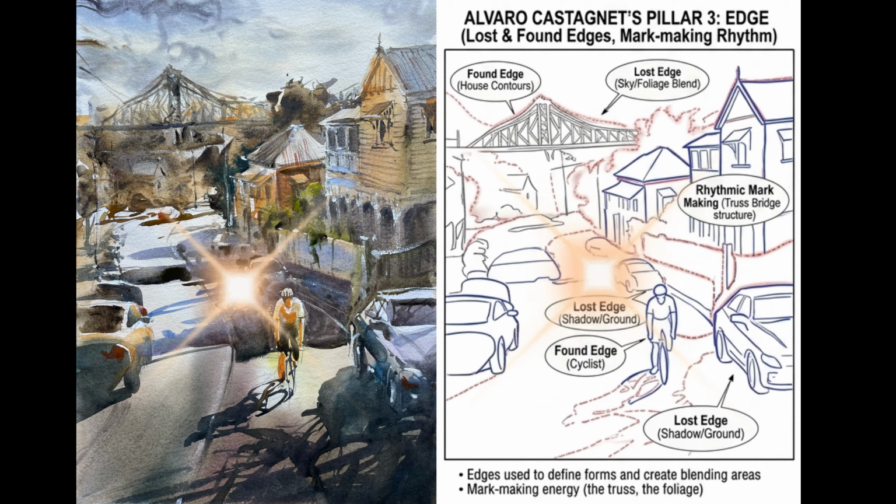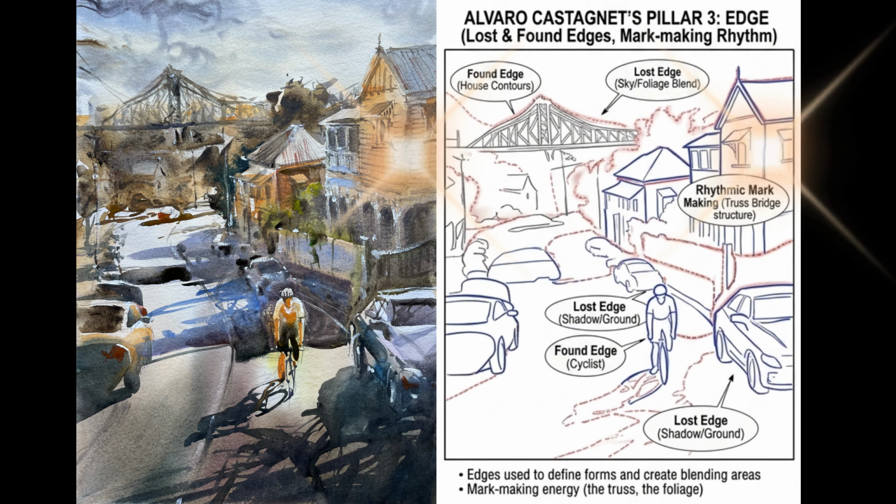Lost edges. The sky blends into foliage. Shadows dissolve into the ground. These soft, lost edges create mystery and depth. Rhythmic mark-making. The bridge trusses are painted with energetic, rhythmic brushstrokes, calligraphic marks that animate the midground. Lost and found edges are what separate a living painting from a flat illustration.